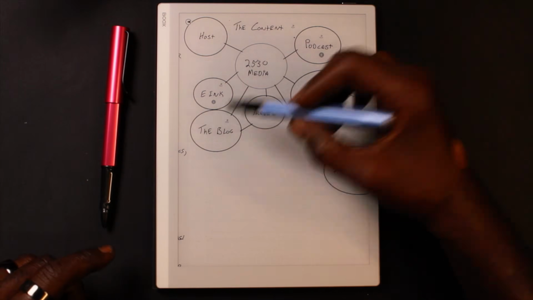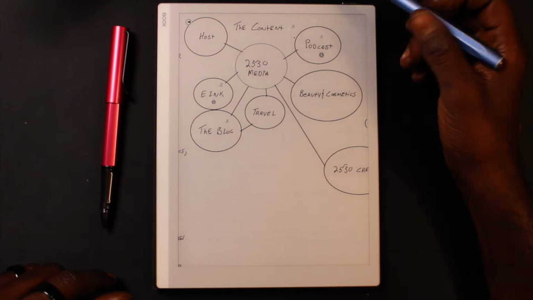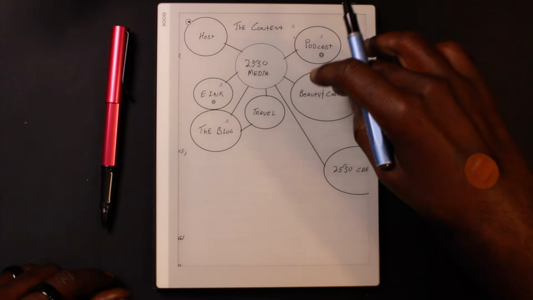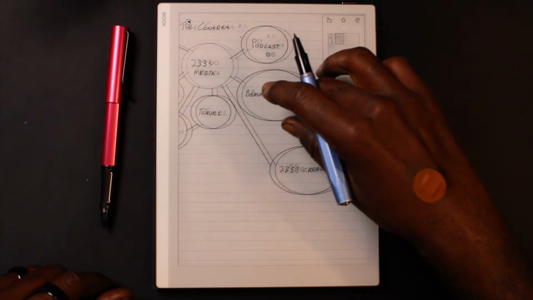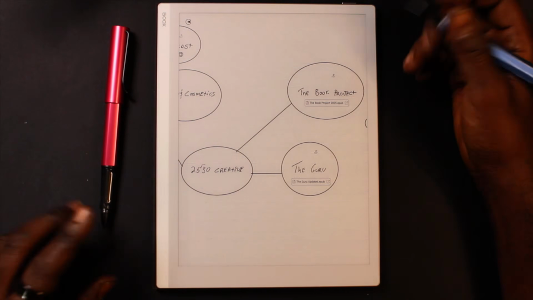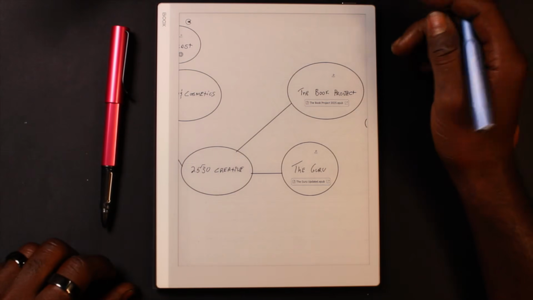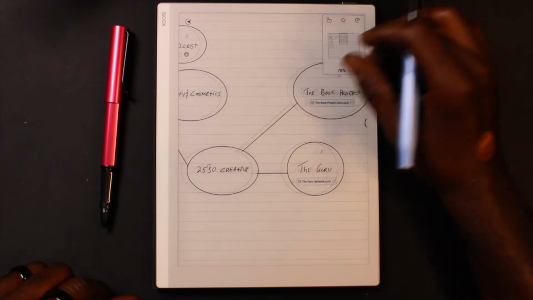We have a blog that we do that will talk about a lot of our travel. It will talk about our e-ink stuff. We also have the 2530 creative that we do that will branch out to our book project and our scripts that we are working on. And I'll show you guys how I've used some links to go to some of that information.